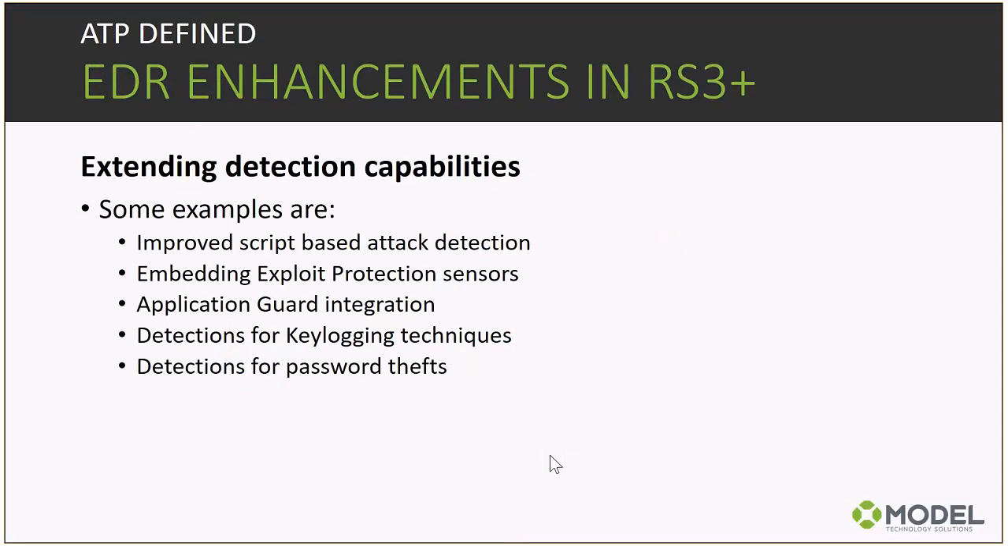All right. So some enhancements of the latest edition of ATP. There's improved script-based attack detection, which we're going to look at today. That's the easiest one to demo without putting anything in harm, running some rogue scripts on your network and finding out what happened during that process. Application guard integration, and then new detection methods are constantly being released. Things for key logging or password thefts and credentials. So all of this data is constantly being upgraded and integrated into your ATP tenant and into the new editions of Windows.